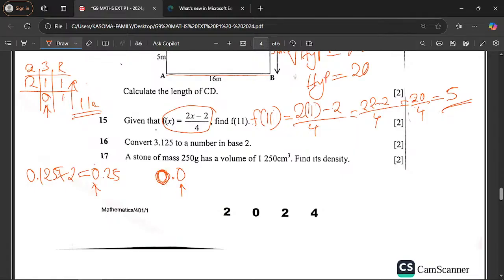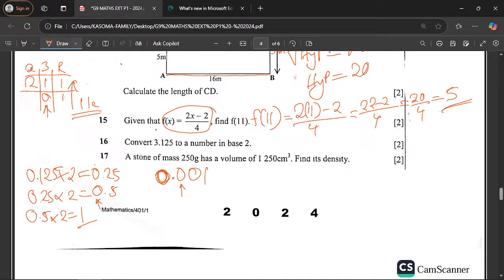Then we multiply 0.25 times 2, which will give us 0.5. Again I get this 0 and write it here. Then again I multiply 0.5 times 2, which will give me 1. From this answer we get this 1, and immediately we have gotten 1, that means the calculation has ended, and we write it here.